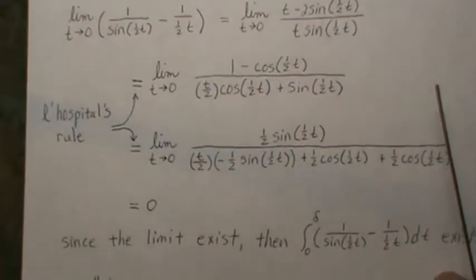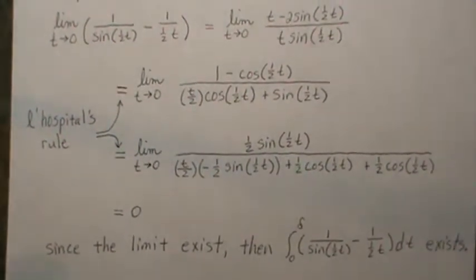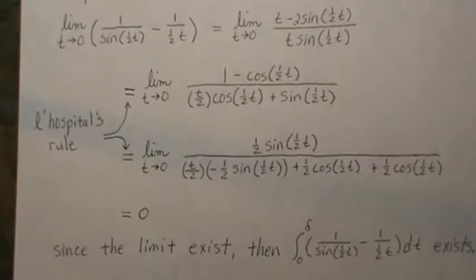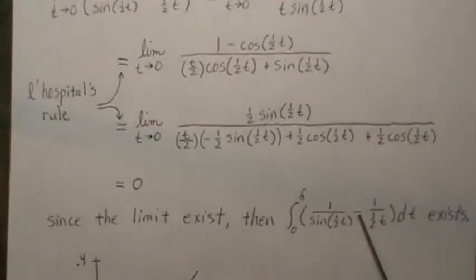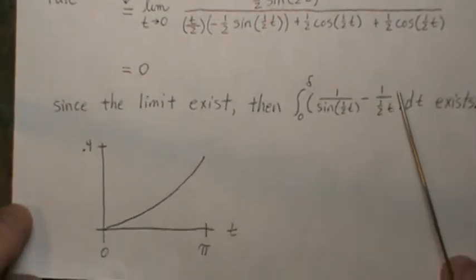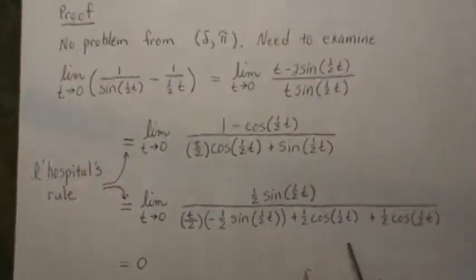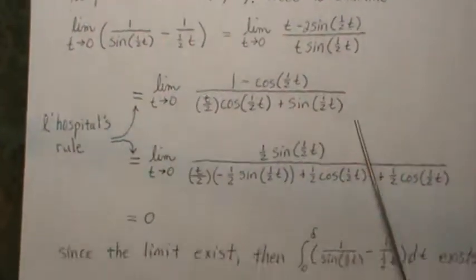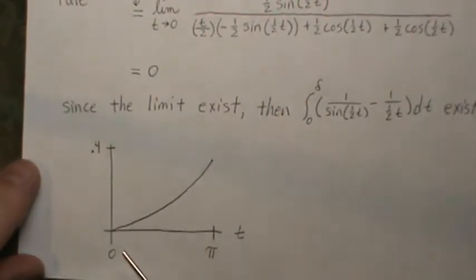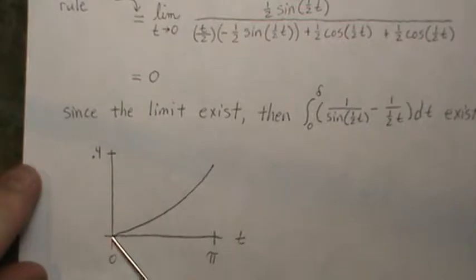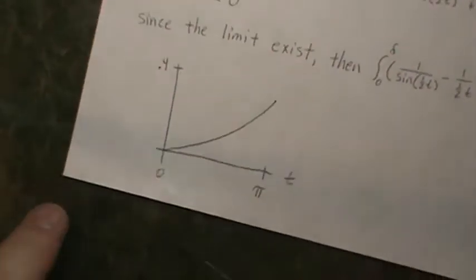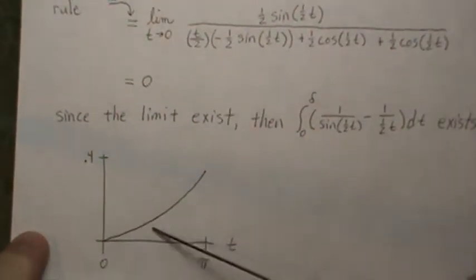And since the limit exists, that means the function behaves nicely, and this integral is going to be integrable, so it does exist. Now, if we were to plot this function here, it does look like this from 0 to pi. So as you approach 0, it does behave nicely and goes to 0. So then we can integrate this, and it looks, whatever it is.